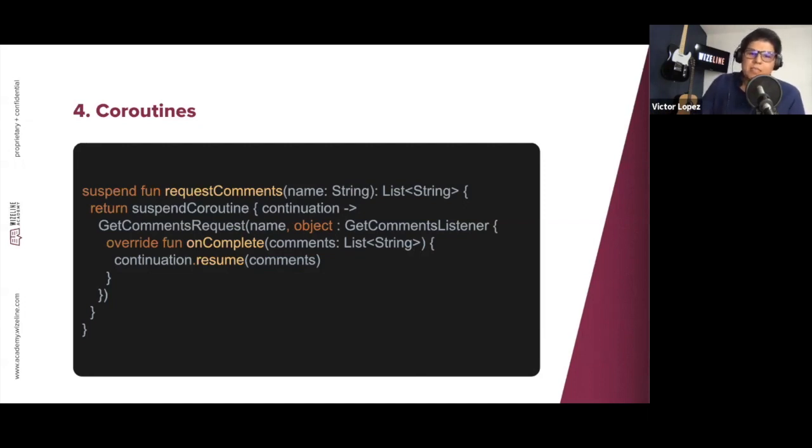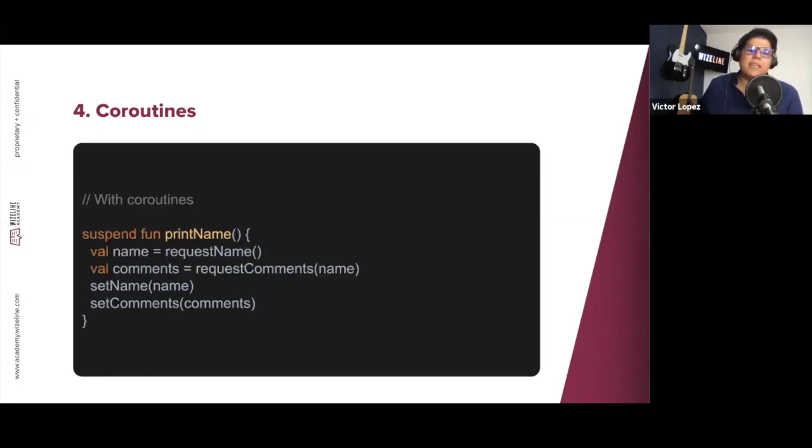So now that we created these suspended functions, we can see that the code that we have in the print name is super readable and we don't have these nested functions, right? This is the same, but as I mentioned, we are using these suspended functions. So as you can see, we are adding this code inside of a suspended function, and we can call these functions if they are suspended inside of a suspended function. As you remember, request name now is a suspended function, and request comment is as well a suspended function. So we can first request the name, that is executing in a synchronous way, but it lives in a suspended function, and then we request the comments, and then we only need to set the values. And as you can see, this code is super readable because it's in a sequential way. Right, and it looks good.